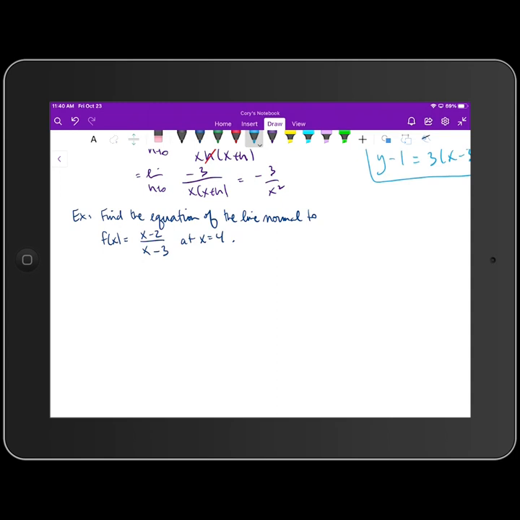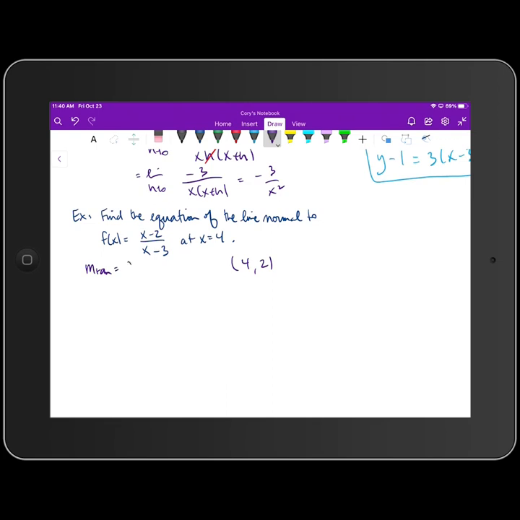The 2 things that we need to determine, again, are the point of tangency, which we can figure out really quick by plugging 4 into our function. 4 minus 2 makes the numerator 2, 4 minus 3 makes the denominator 1, and 2 divided by 1 is 2. Then we're also going to need the slope of our normal line at x is equal to 4. To find the slope of the normal line, we're going to need to determine the slope of the tangent line first.